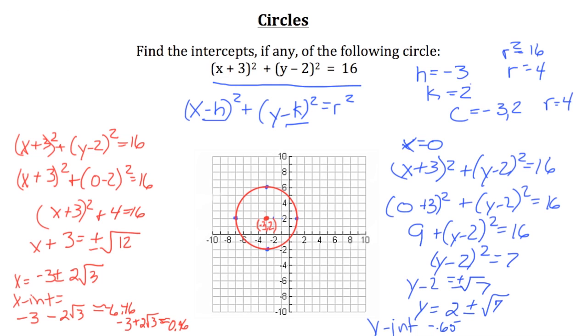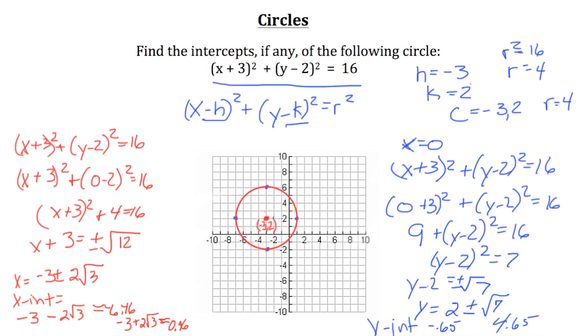So when we use our calculator to solve y equals 2 plus or minus the square root of 7, we find that the y-intercepts are negative 0.65 and 2 plus the square root of 7, which is approximately equal to 4.65. And it's always a good idea when you do have a graph to go ahead and verify your work. We see that the y-intercepts we got algebraically are negative 0.65 and 4.65.